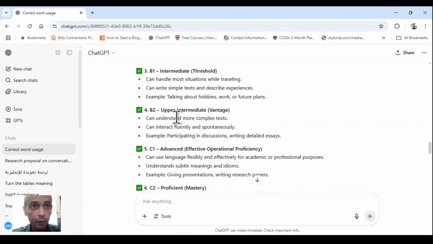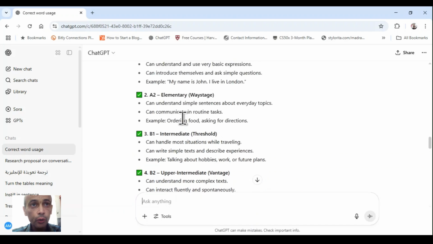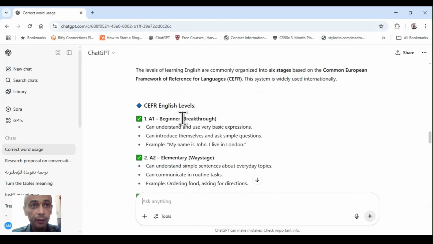After we finish the intermediate stage, our English becomes improved and lifted up to the level of C1. C1 is advanced, and there are two levels for advanced. C1 is the less advanced. The most advanced one, we can say, is proficient mastery. We reach the mastery of the language. It's C2.